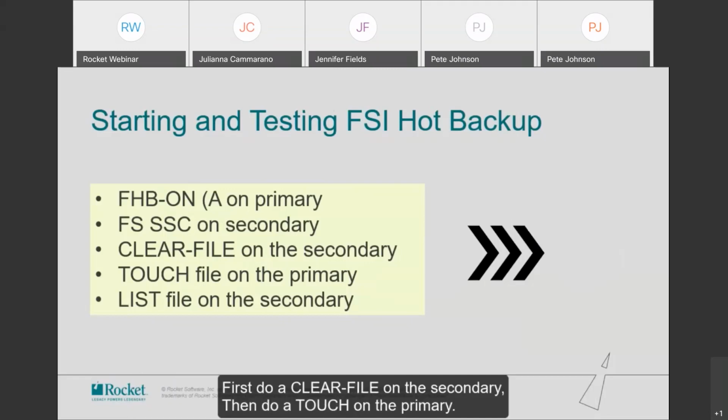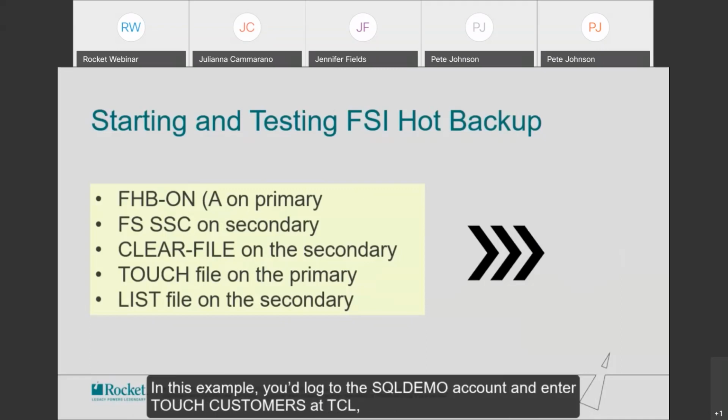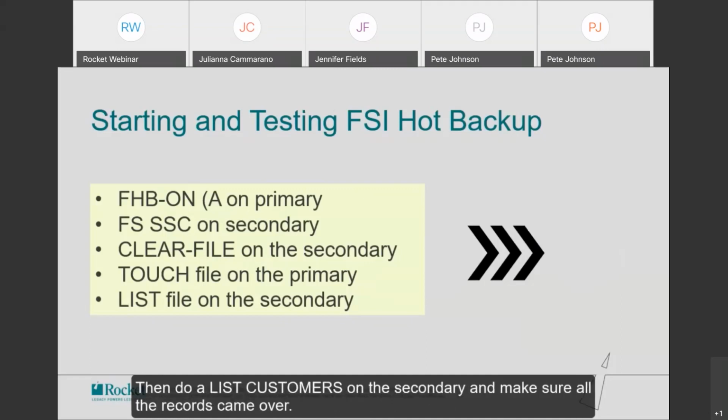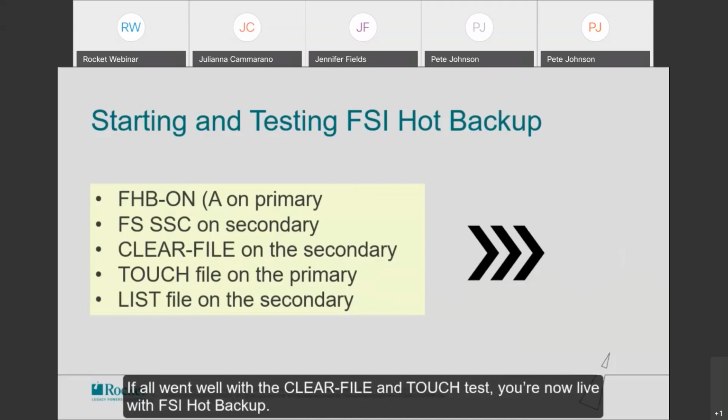First do a clear file on the secondary, then do a touch on the primary. In this example, you'd log to the SQL demo account and enter touch customers at TCL. Then do a list customers on the secondary and make sure all the records came over. If all went well with the clear file and touch test, you're now live with FSI Hot Backup.